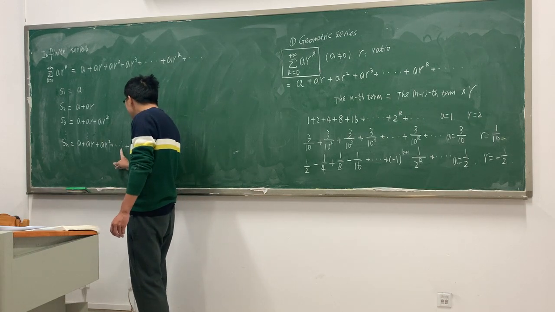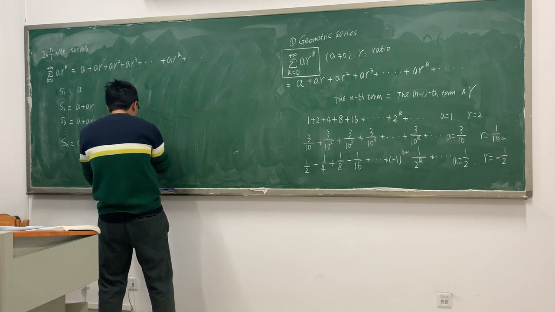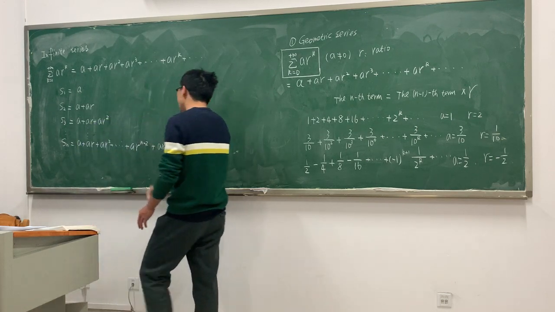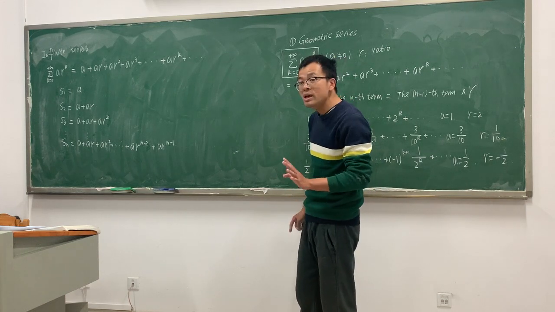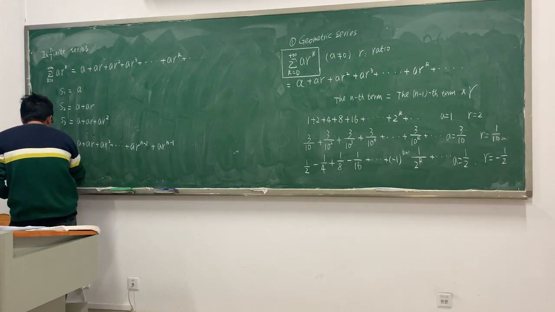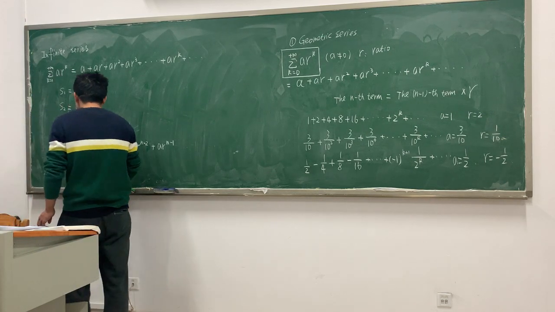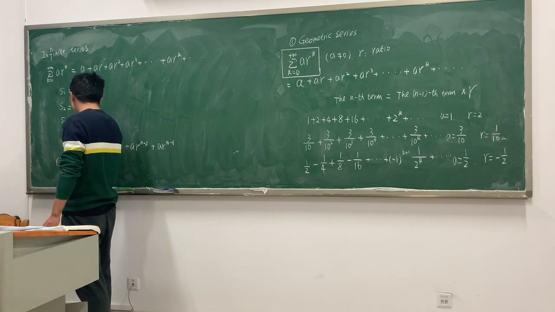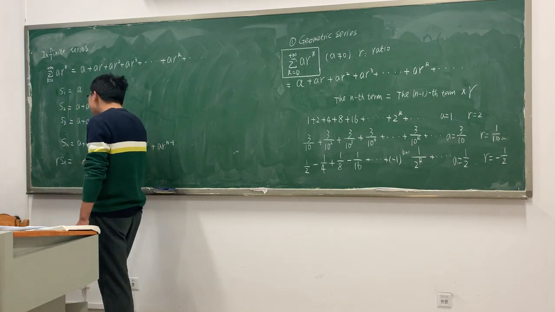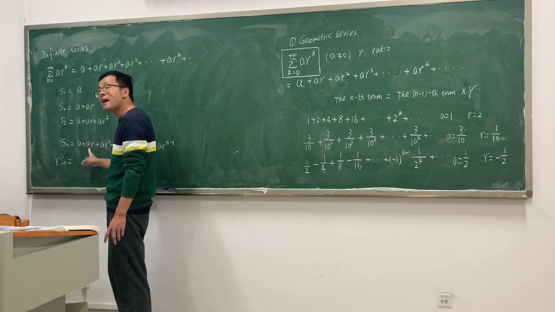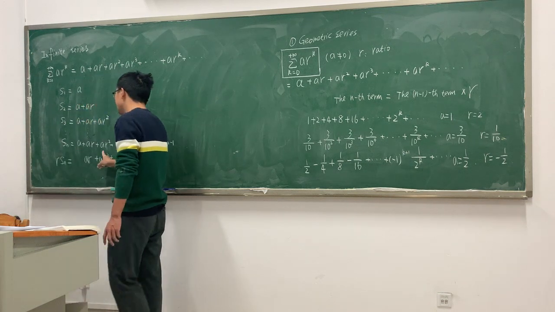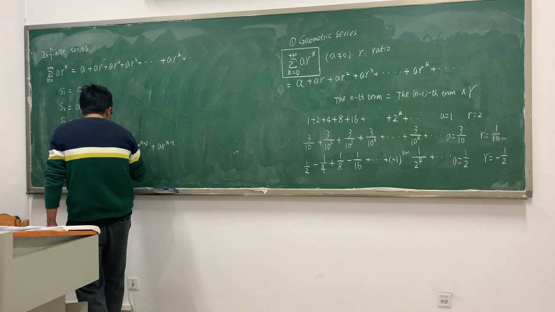So actually we can write it another way, with AR to the n minus 2 power plus AR to the n minus 1 power. Now if we multiply by R on both sides, we have R times Sn equals what? The first term times R is AR. The second term, AR, times R gives AR squared. And the third term, AR squared, times R gives AR cubed.